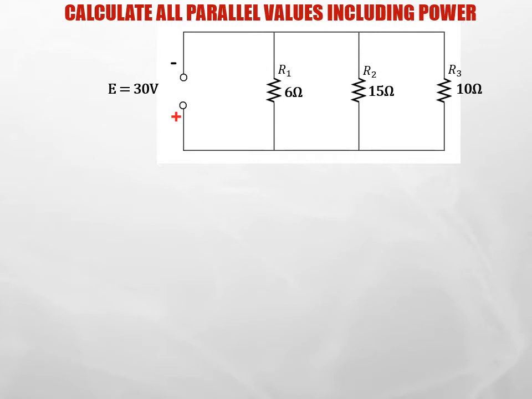For this problem, I'd like you to calculate all the individual branch currents, the total circuit current, the total circuit resistance, and you can use either or both of Ohm's law, ET over IT, or use the new reciprocal sum formula. In addition to that, I would like you to calculate all the powers. The power in resistor 1, the power in resistor 2, and the power in resistor 3, and the total circuit power. So I'll give you 2 minutes to try that, and then we'll look at it together.